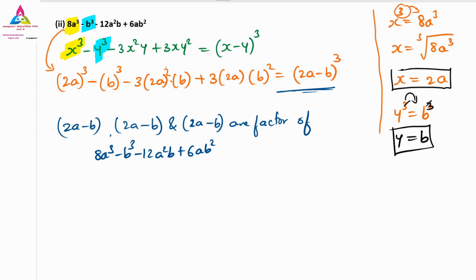Again, we have 3 questions, so let us solve them also. Coming to the third question, we have 27 minus 125a cube minus 135a plus 225a square.